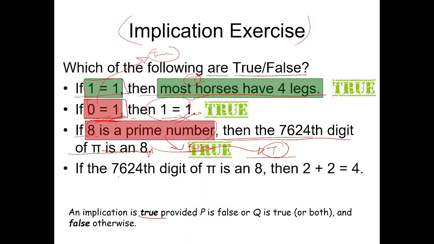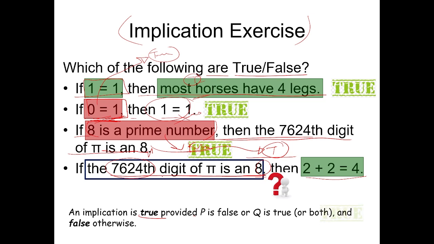Okay, if the 7,624th digit of pi is an 8, then 2 plus 2 equals 4. In this case, you have to know this portion. You have to know this 7,624th digit, whether it's an 8. If it's an 8, this is true, but you don't know that.